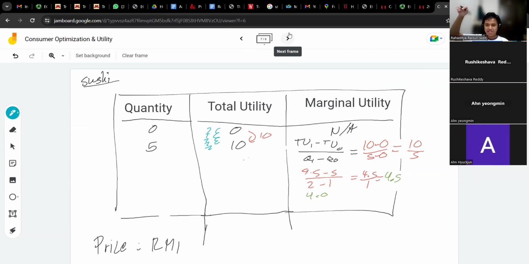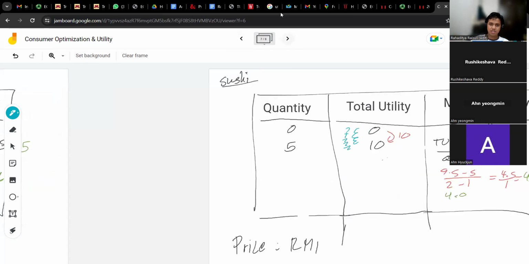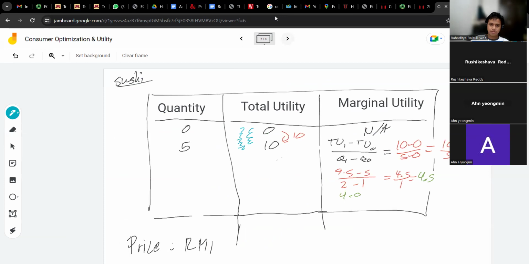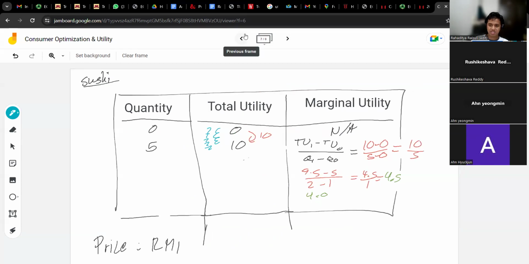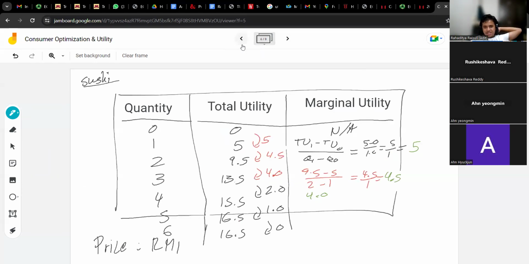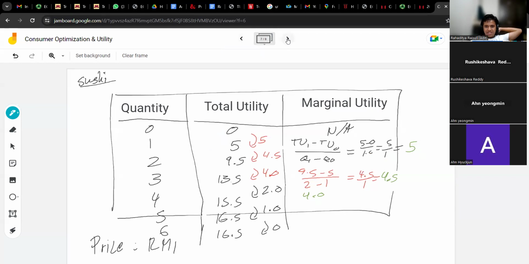Before we go on though, on a scale of 1 to 5, how's everyone doing on this part specifically, the total and marginal calculations? Okay, let's move on. So this is basically how this will work.